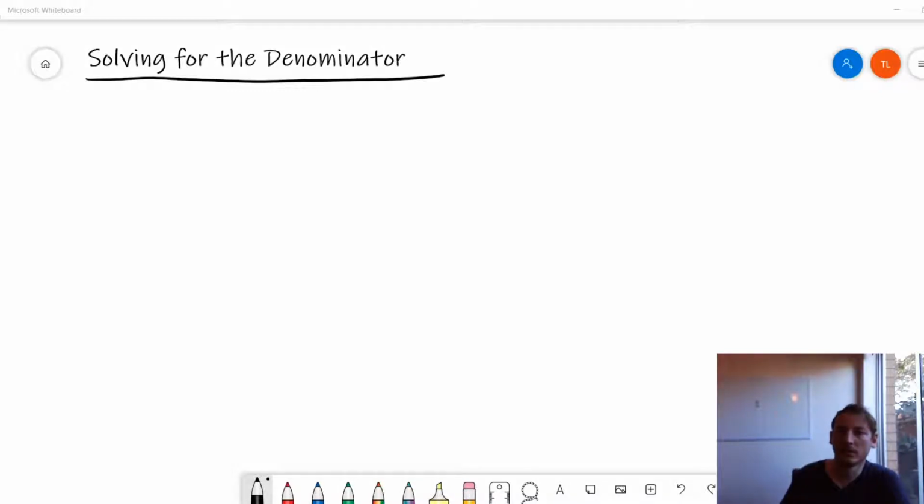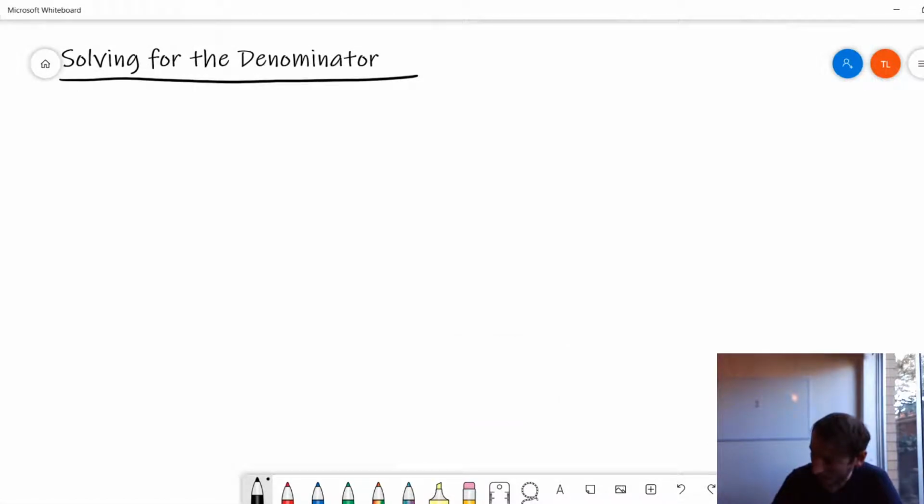So last lesson, we looked at how to solve for the side of a triangle using trigonometry. And this time we're going to keep doing the same thing, but we're going to be finding when it's the denominator that is unknown. So the rearranging equation step is going to be a bit different. To start off though, we'll do a quick question based off last week's work.